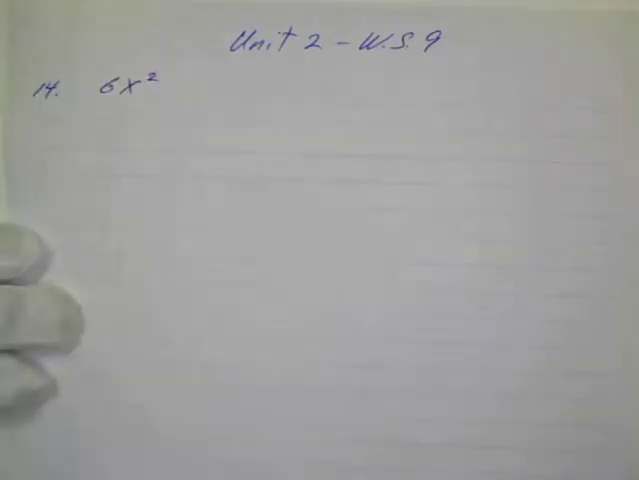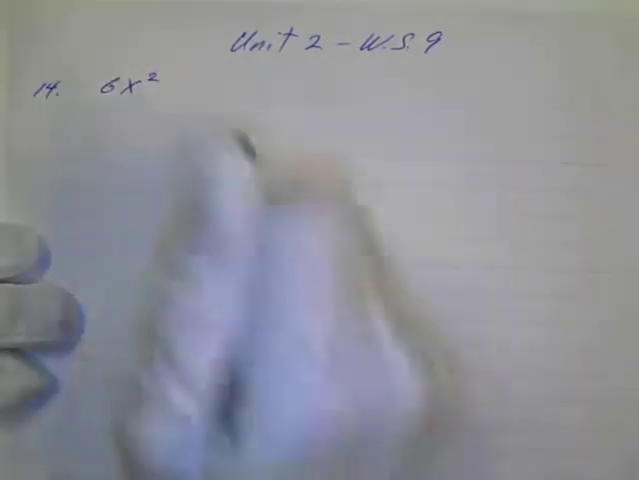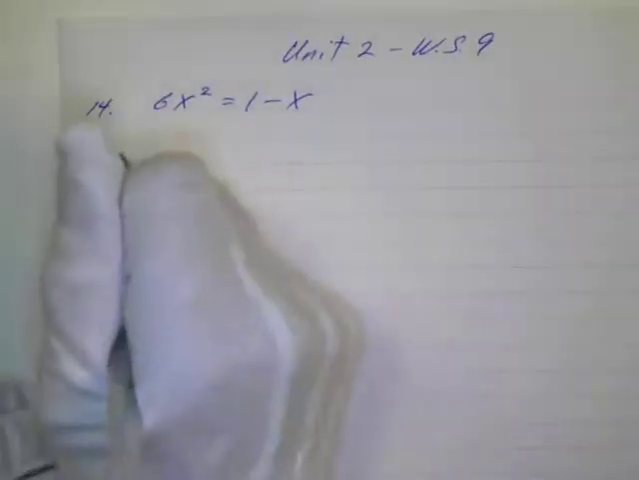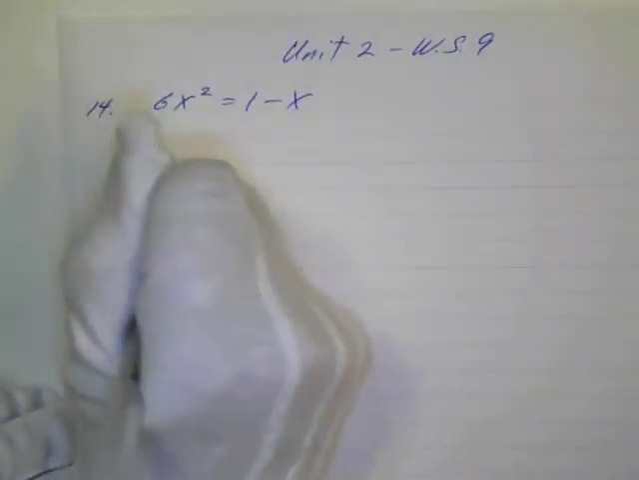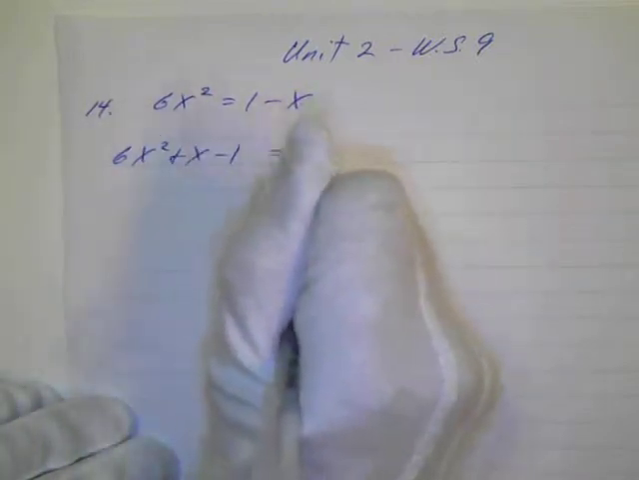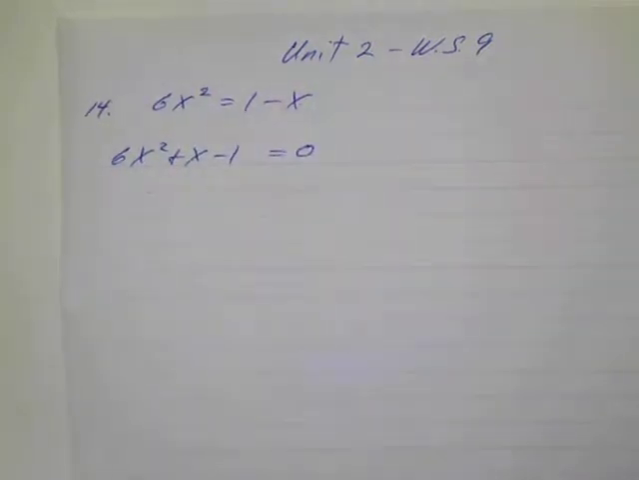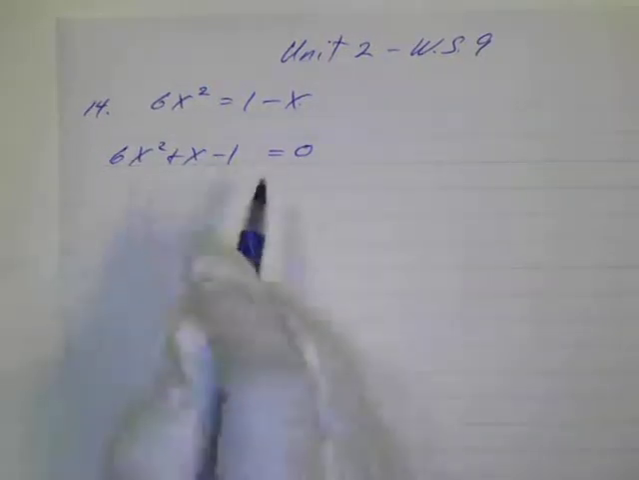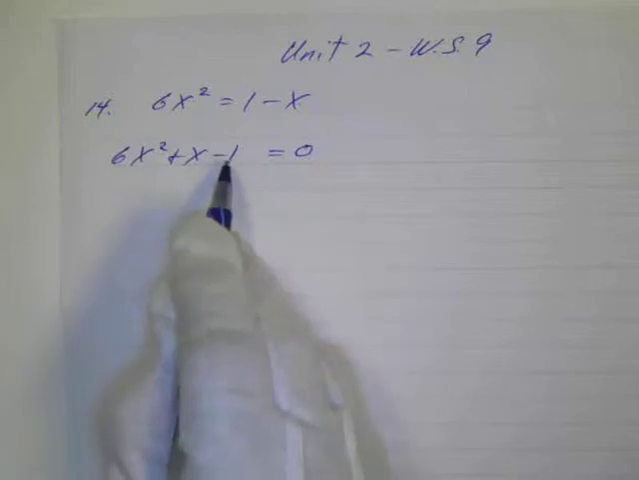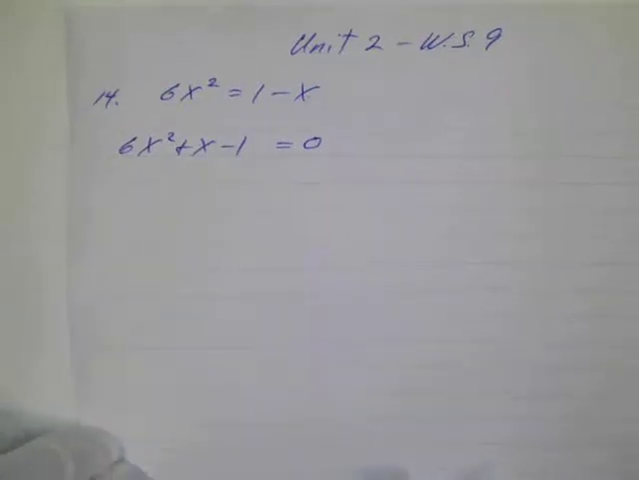6x squared equals 1 minus x. So again, first of all, we want to set it equal to 0, so I'll add x to both sides, and I'll subtract 1, so I've got 6x squared plus x minus 1 equals 0. And then I want to factor this. Now this is a general trinomial, but it's an easier general trinomial because we've got a 1 here. So let's see if we can kind of noodle it out here.